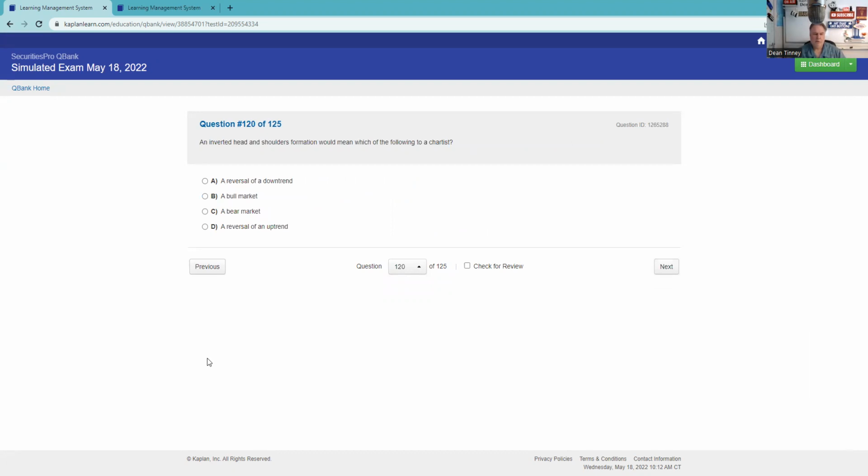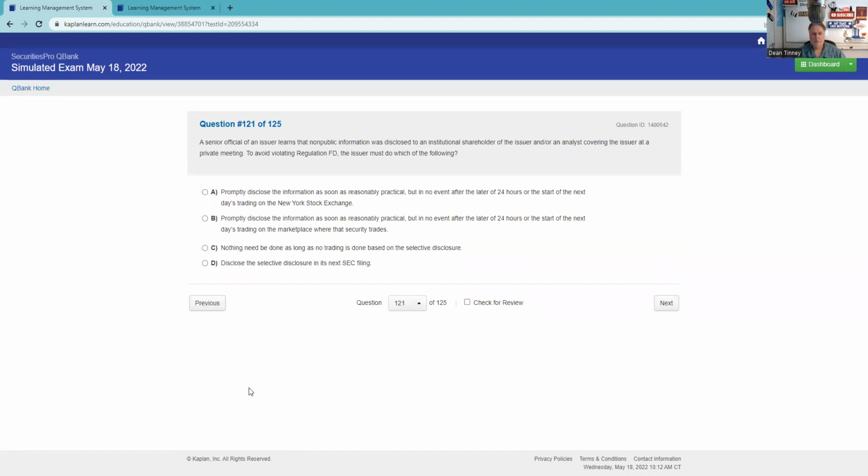An inverted head and shoulders pattern. You should definitely know a head and shoulders pattern is a signal of a reversal. A head and shoulders top is the end of the bull and the beginning of the bear. This, a bottom, would be the end of the bear and the beginning of the bull. So a reversal of a downtrend would be the inverted head and shoulders. Top head and shoulders is the end of the bull, beginning of the bear. A bottom or inverted is the end of the bear and beginning of the bull.